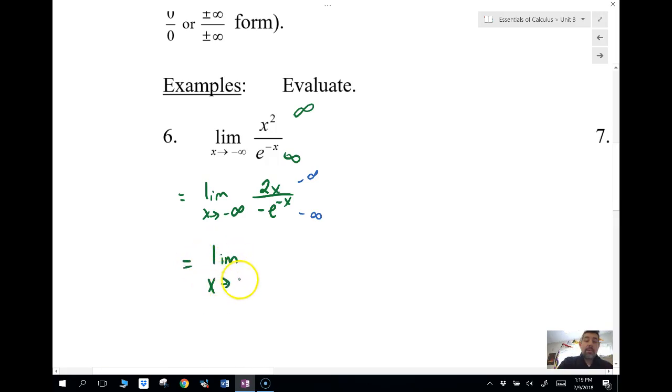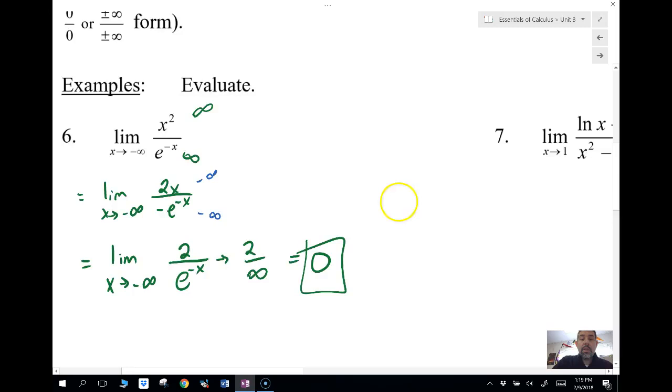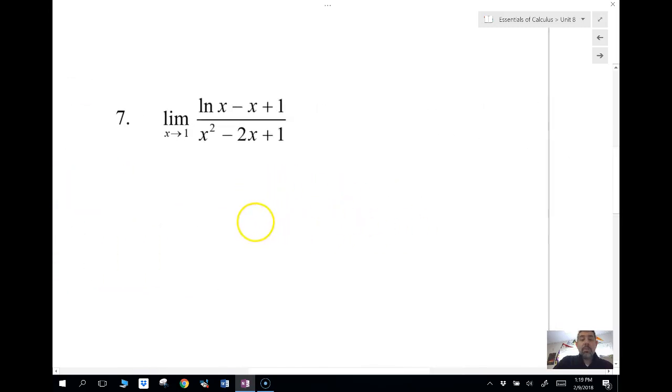Limit as x approaches negative infinity. The derivative of the top is 2. The derivative of the bottom is positive e to the negative x. Chain rule. Don't forget the chain rule. All right. Now I'm going to get 2 over infinity, which is going to make this limit 0. Boom. So, multiple uses of L'Hopital's rule. Let's take a look at this one.